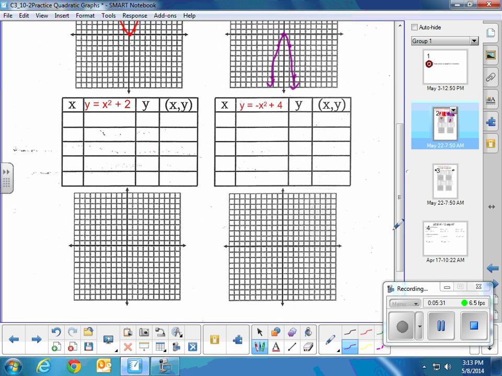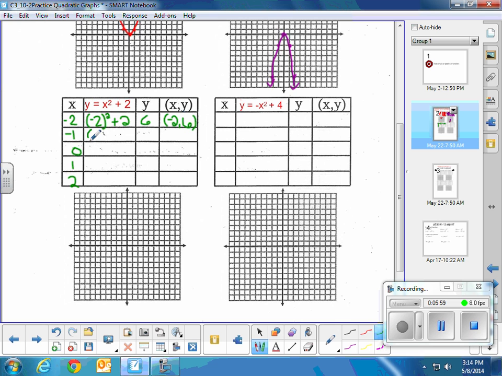Our third example is y equals x squared plus 2. We'll use the same values for x again: negative 2, negative 1, 0, 1, and 2. We're going to start by plugging in the negative 2. Negative 2 squared is negative 2 times negative 2, which is 4, plus 2, which is 6, giving us negative 2, 6 as the ordered pair.